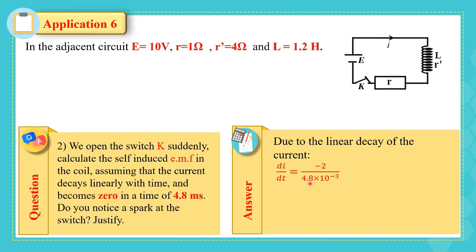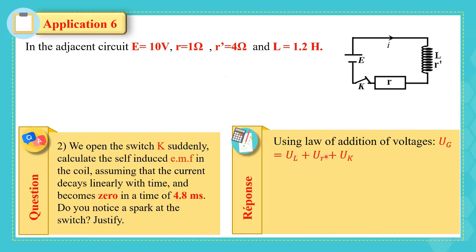So 0 minus 2 over delta t, which is equal to 4.8 times 10 to the power minus 3. Of course, times 10 to the power minus 3 is for converting from millisecond to second. So di over dt will be equal to minus 2 over 4.8 times 10 to the power minus 3. And since E equals minus L di over dt, we will have E equals minus 1.2 times minus 2 over 4.8 times 10 to the power minus 3, which will be equal to 500 volts.